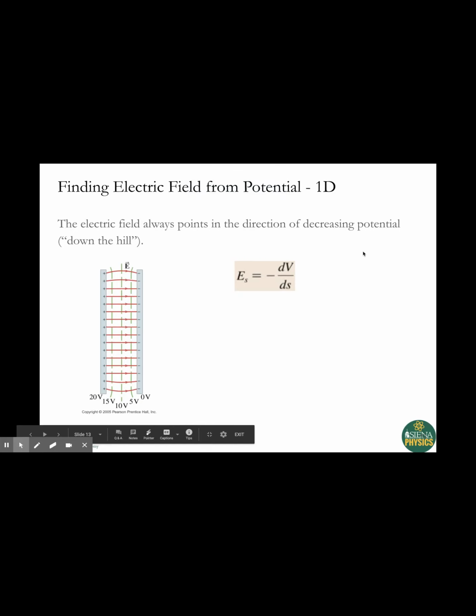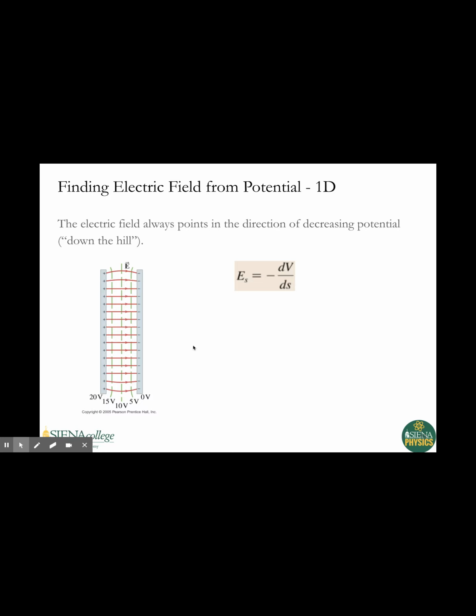So here we have two plates, and the two plates have a potential because there's a positive plate and a negative plate. And I can see the potential at the positive plate is 20 volts, and at the negative plate is 0 volts. And if I didn't know anything about the electric field, I can calculate it just from that information. So the equation to find the electric field given a potential is negative dV/ds. So I just take the derivative. I also know that the potential is linear. So I know that it changes linearly, meaning if I were to have a graph, it would look like y equals mx plus b. So it's linear.